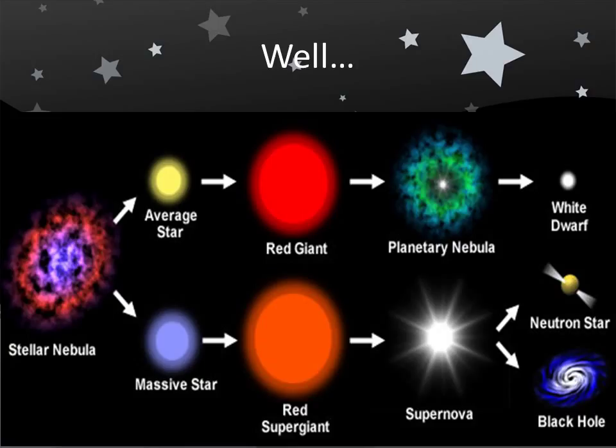It all begins with a stellar nebula, or as we know it, the protostar. It's kind of like the mother, and basically it's a very strong gravitational pull causing matter to condense. From then, either an average star or a massive star are born. It all depends on the size of the stellar nebula. The average star then starts to undergo nuclear fusion, forming helium from hydrogen.